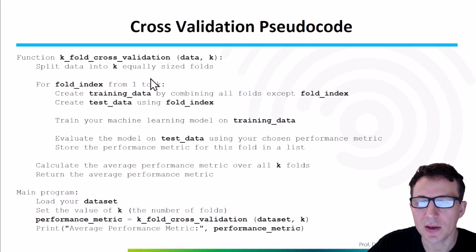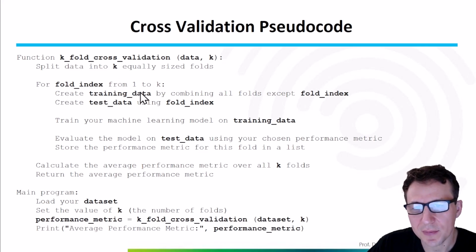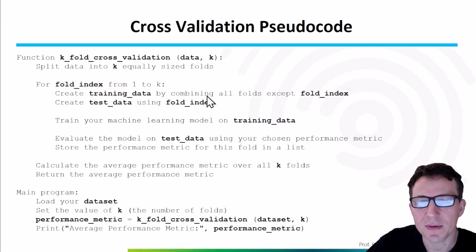And then there's a loop that runs over K from 1 to K, and fold index is our loop variable. So now we create 2 temporary data sets. The training data, which is all data except for the fold index part. So let's say we have 10-fold cross-validation. So the training data consists of 90% of the data. The test data contains only the 10% of the data that is indexed by fold index. So training data 90%, test data 10%.